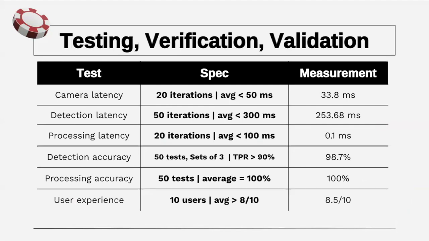And we came up with a bunch of different tests. Camera latency, detection latency, and processing latency are all parts of the pipeline that the card has to go through before a decision is made to the user. These all meet spec. The detection accuracy, one of the important ones, is where the card is detected even under occlusion with sets of 3. So even with 3 cards placed basically on top of each other, it detects it very well. We, of course, output the optimal choice every time.